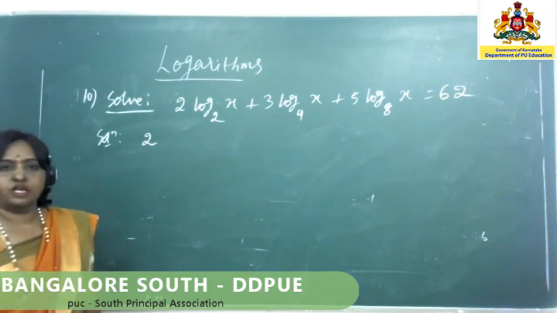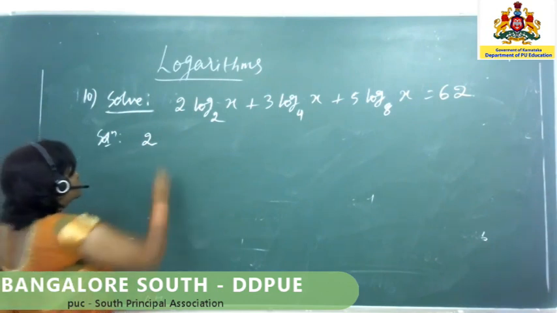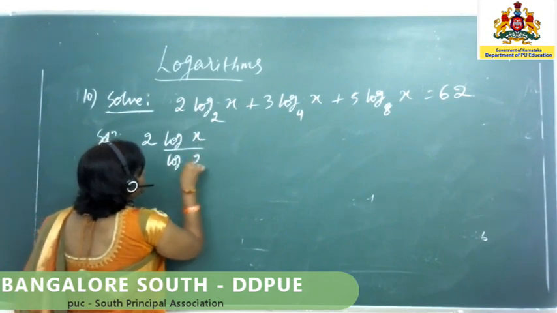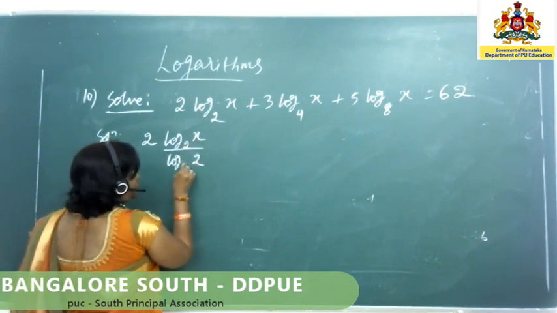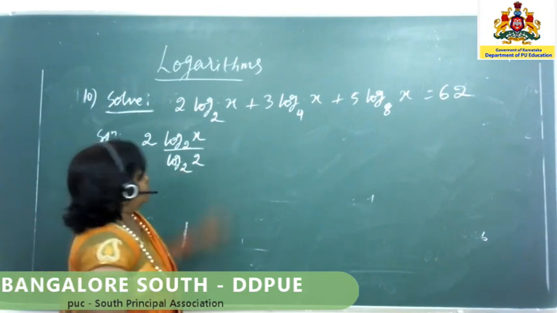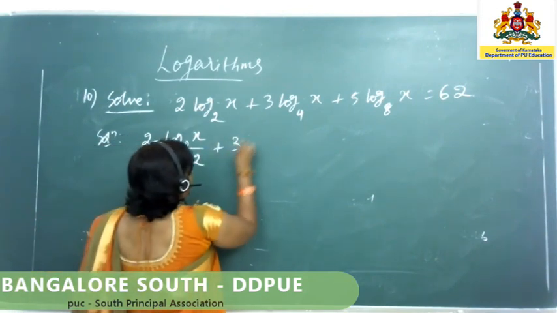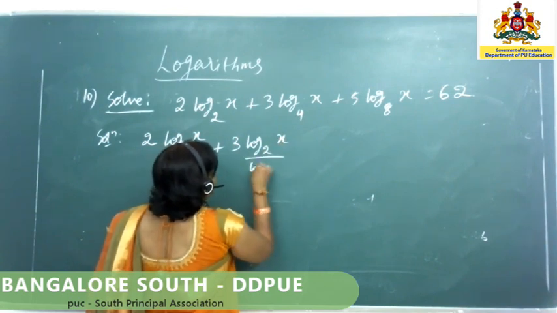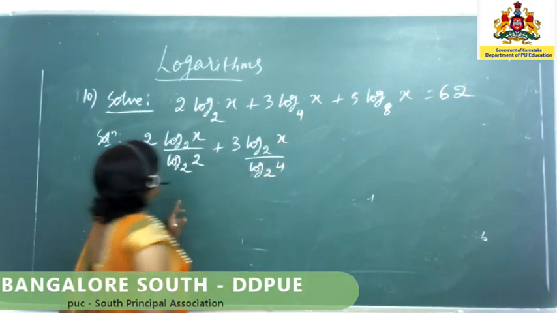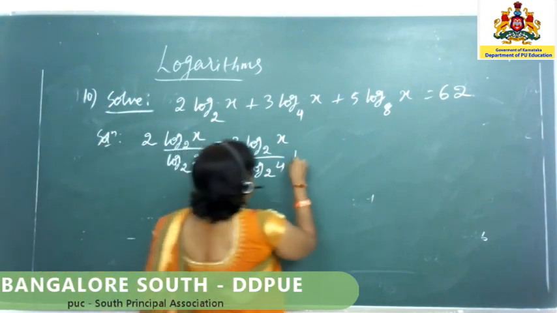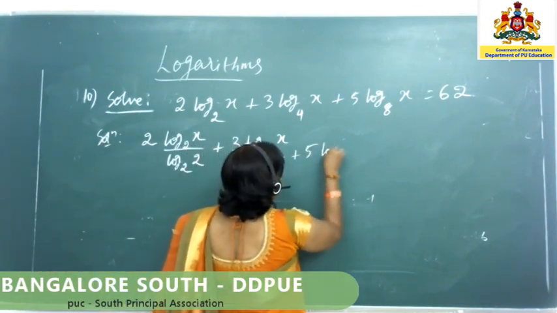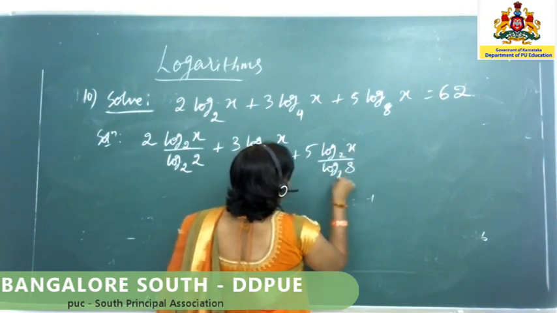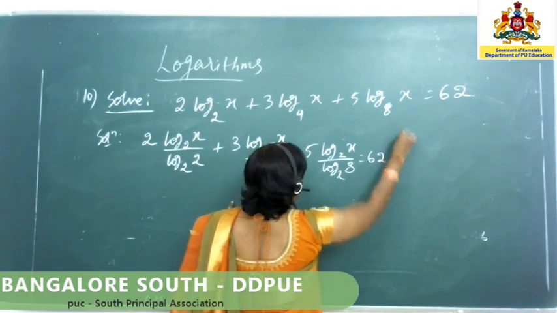So you'll be applying the change of base formula here. So 2 log x by log 2. The base, we consider it as the common base 2, plus 3 log x to base 2 by log 4 to base 2, plus 5 log x to base 2 by log 8 to base 2 is equal to 62.